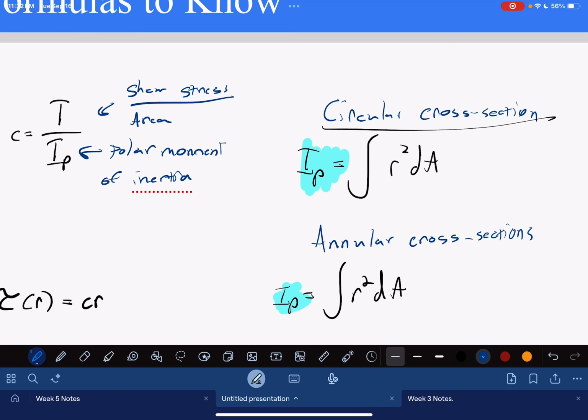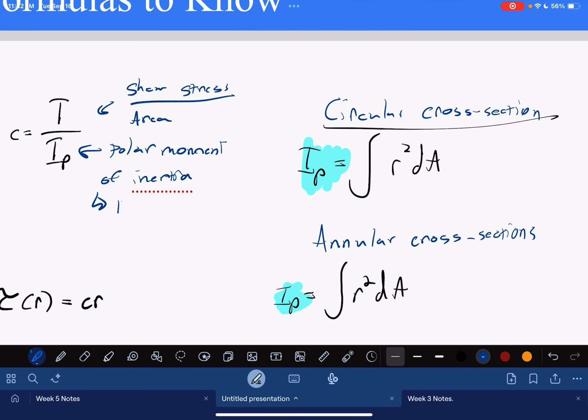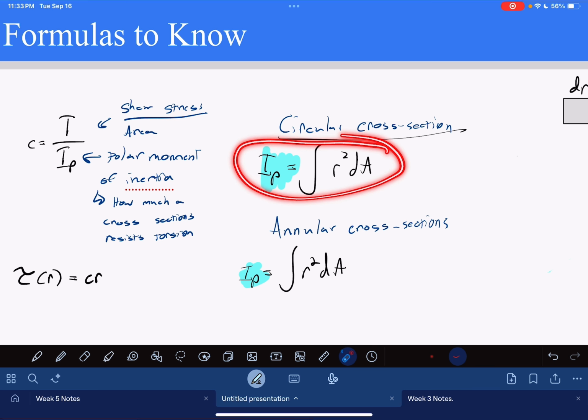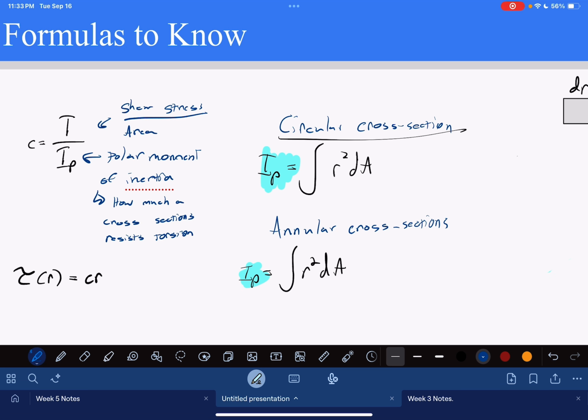And what it does is it describes how much a cross section resists torsion. That's essentially what the polar moment of inertia is. And if we move on to this side, the two formulas that we use for the polar moment of inertia are what we're going to derive right now.